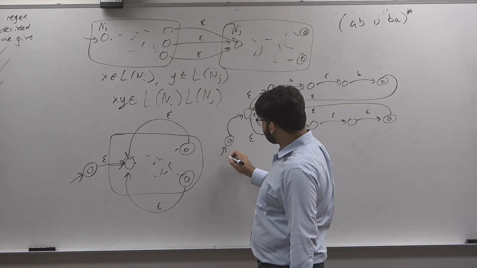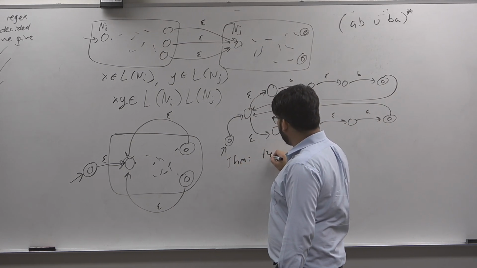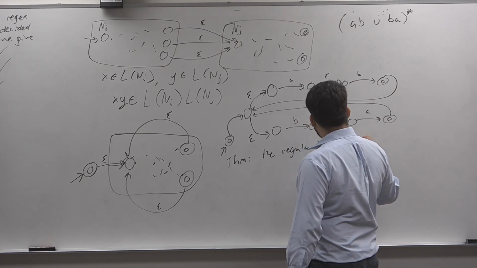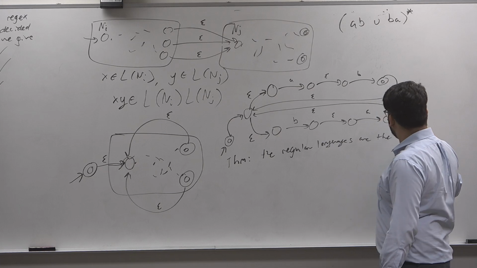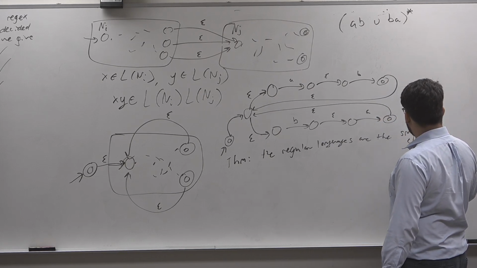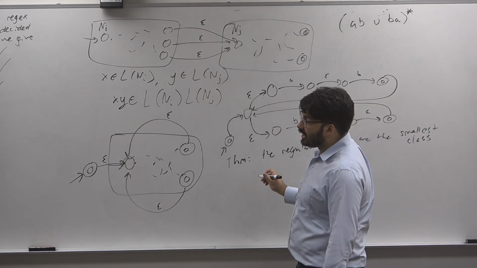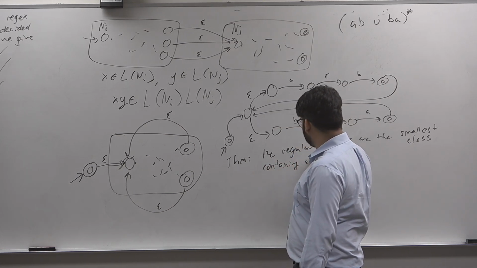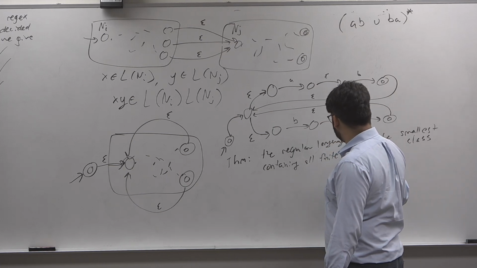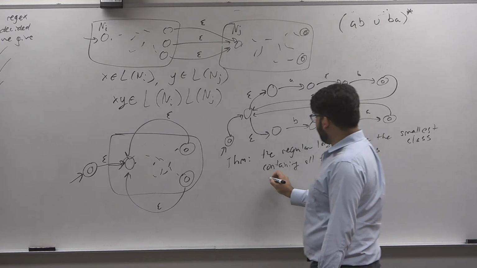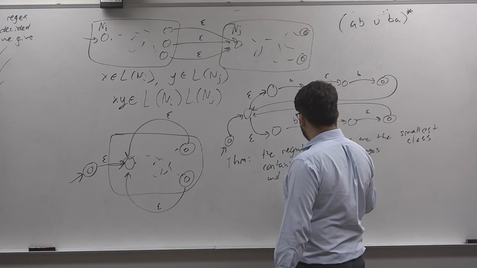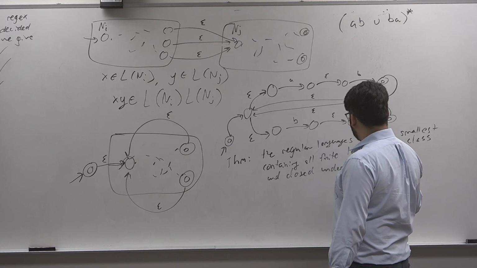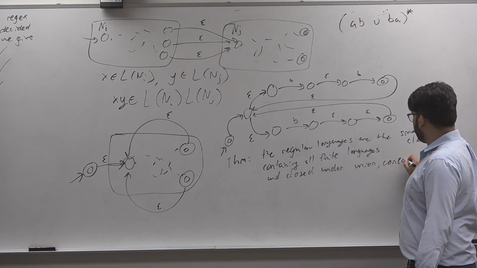Here's the next theorem. The regular languages are the smallest class. Instead of the base cases, sometimes people say containing all finite languages. And closed under union, concatenation, and star.